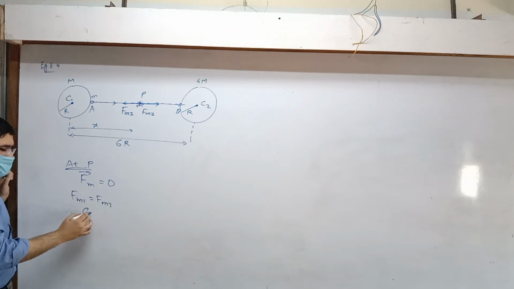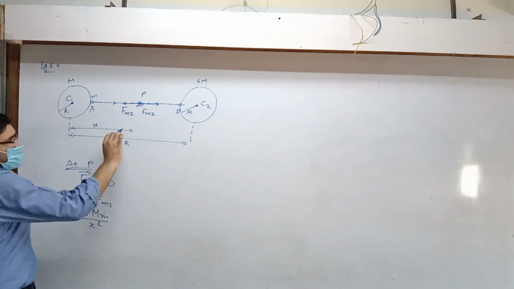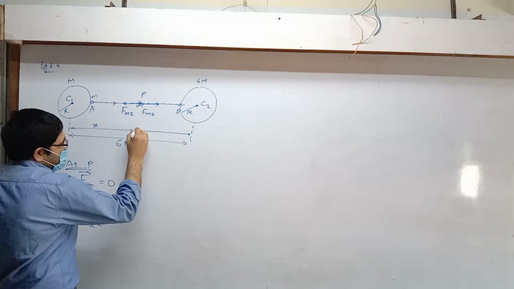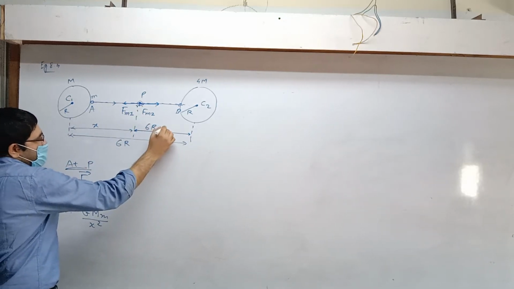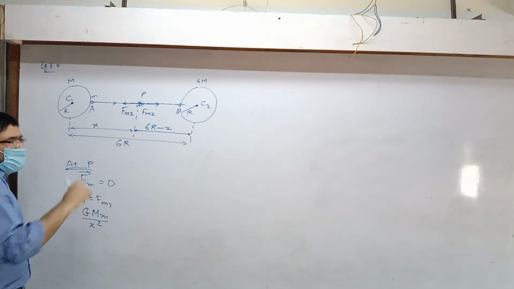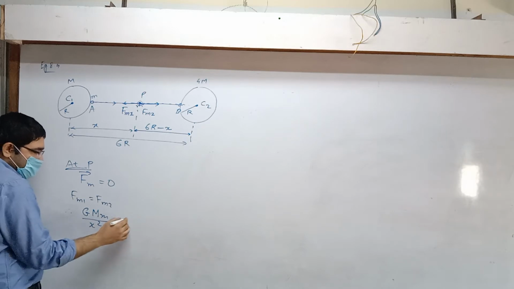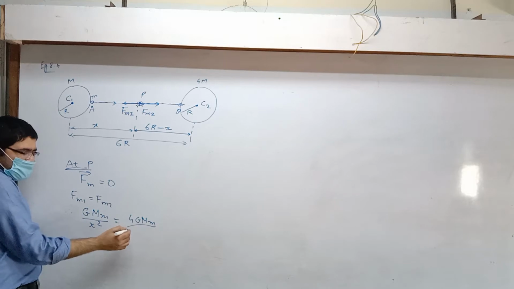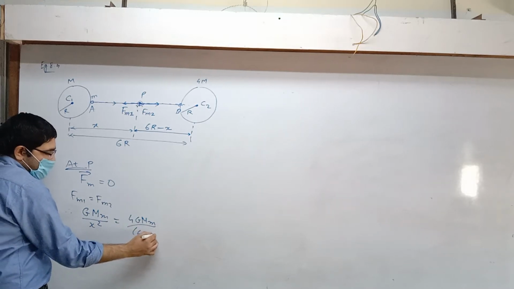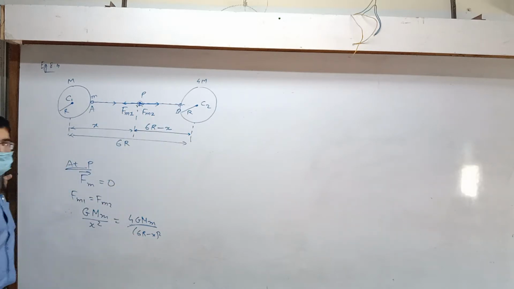So G capital M small m divided by x squared. If the distance on this side is x, what's the remaining distance? 6r minus x. Alright? x, 6r minus x. Equal to, on the right side, 4G capital M small m divided by (6r minus x) whole squared. This time because the mass is 4M and the distance is 6r minus x.